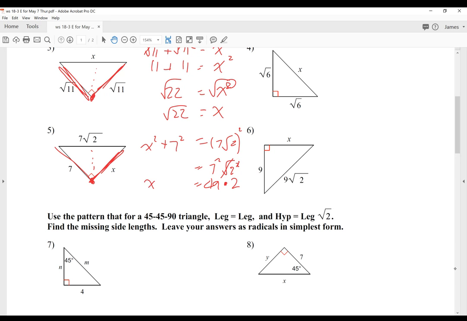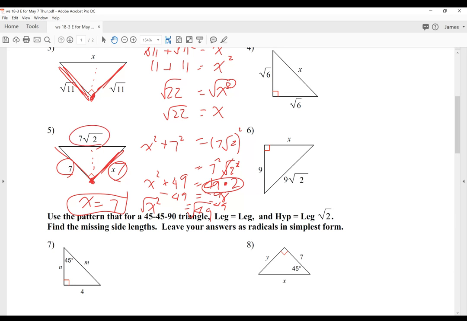And then you still have x squared plus 49. So when you multiply this out, you get 98. But when you subtract 49, 98 minus 49 again is 49. So when you square root both sides, you get x is equal to 7. So you notice the pattern. When the legs are the same, and they have the same number, then the hypotenuse is always the same number, again 7, but with the square root of 2 added. So that's the pattern that we're going to be using.